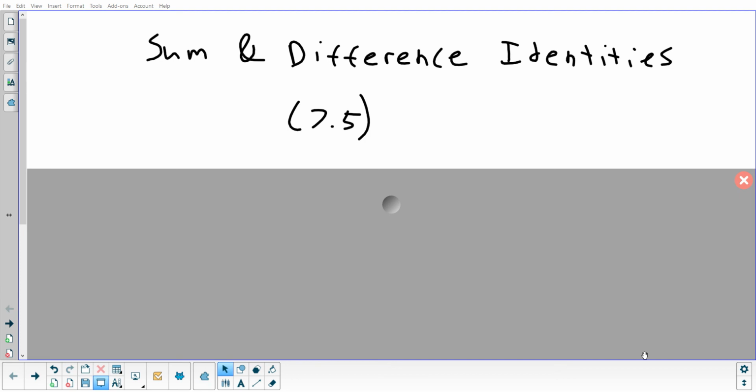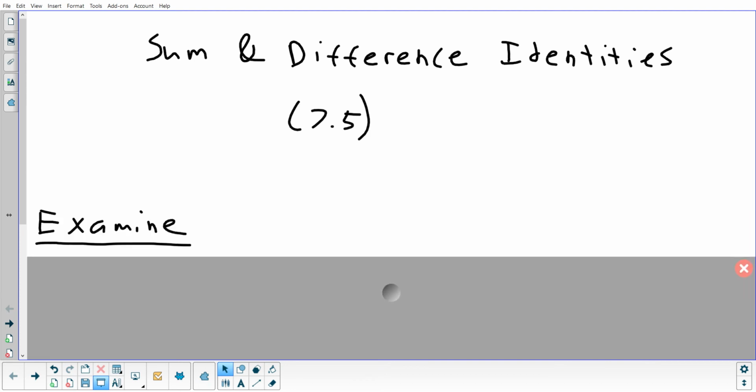We also had the Pythagorean identities. One of them is sine squared plus cosine squared equals 1. Do people remember that one? Okay, so we talked about those different identities. Well, what we're going to look at today are 6 different identities: 2 for sine, 2 for cosine, 2 for tangent. And they're called the sum and difference identities.